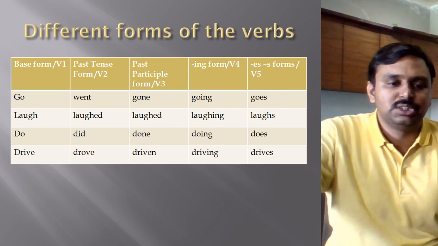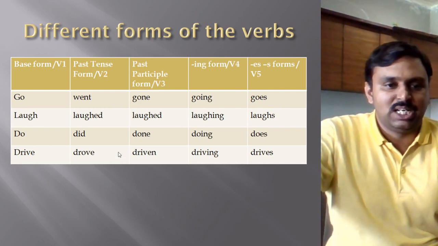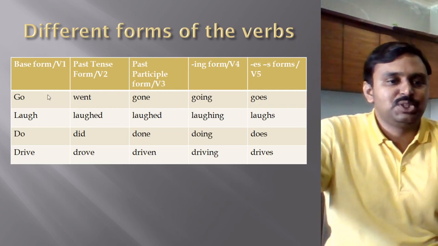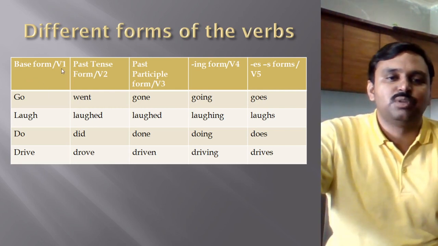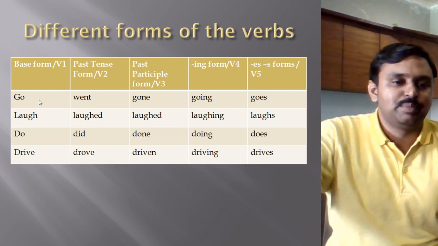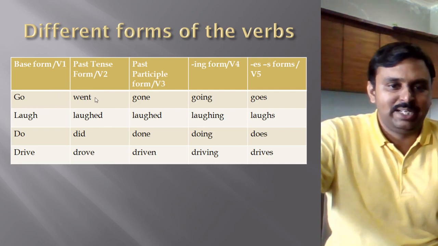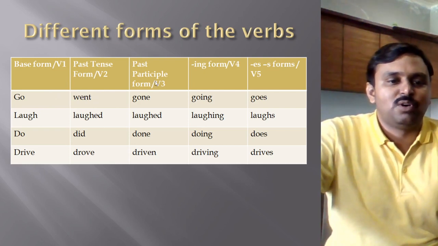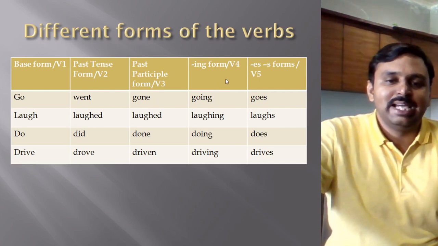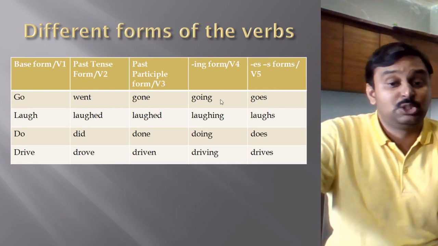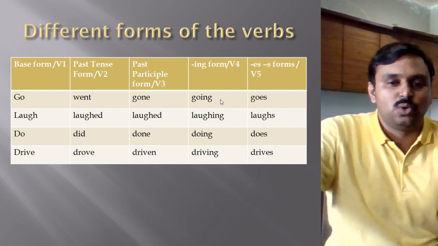That is more important. Now let's discuss this chart here. Now what does base form mean here? The verb form 1. V1 I have written here. V1 means the verb form 1. You can see the example go. Then the past tense of the verb go is went, and the past participle form V3, that is verb form 3, is gone, and the ing form of this, which is also called V4, is going.